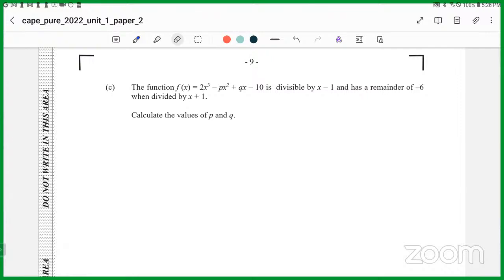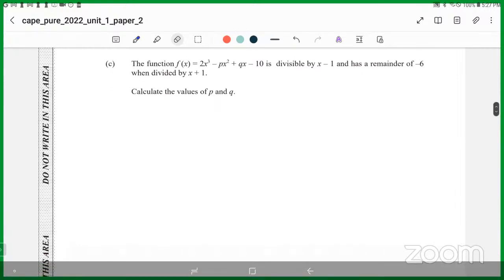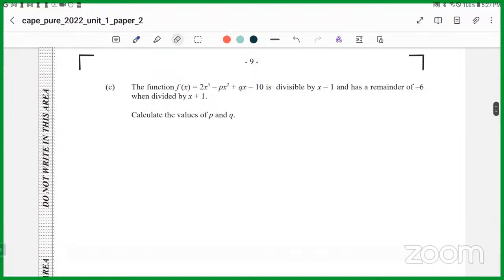So imagine if you are doing ADMATs, I can actually do the pure maths Unit 1. They're good to go. So it shows how easy ADMATs really is. This question here is similar to one that we did the other day in the classroom. It gives us this polynomial function. It tells us that it is divisible by x minus 1. If it is divisible by x minus 1, it means that x minus 1 is a factor. And if it's a factor, that means that f of 1 is equal to 0.